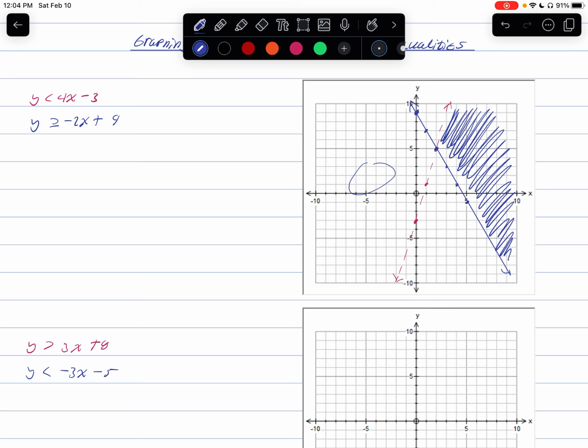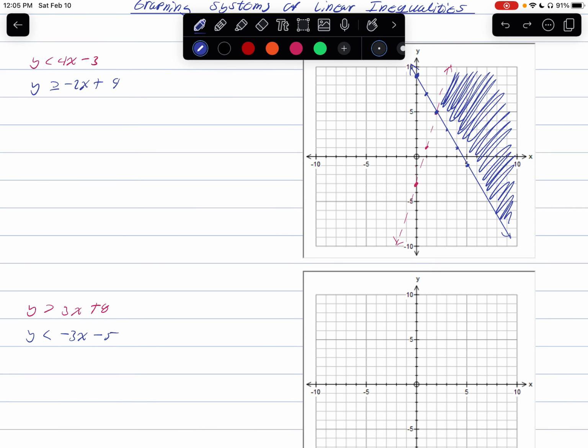And then if you were to graph this region here, it would fail both of them, right? It would be beneath the blue line, and it would be above the pink line, right? We don't want that. And then if you were to graph this region here, yes, it would be beneath the pink line, which we want, but it would also be beneath the blue line, which we don't want. So this region right here is the only region that we actually want to shade.